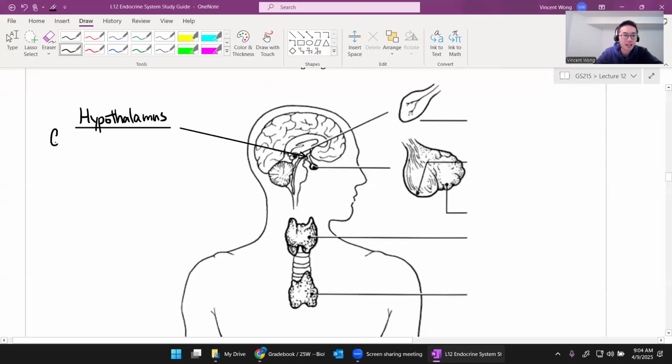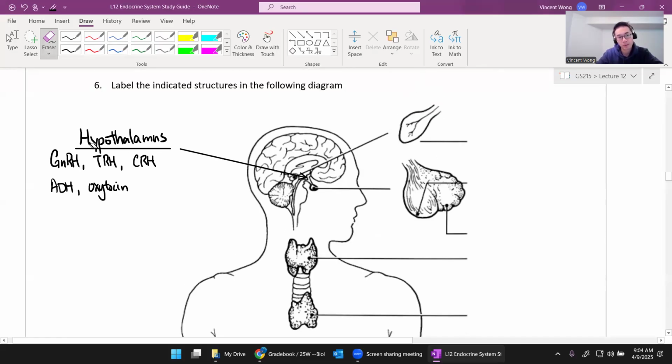So we have, again, GnRH. Let's just do all the releasing hormones first: TRH and CRH. And then, of course, don't forget ADH, antidiuretic hormone, and oxytocin. Okay.